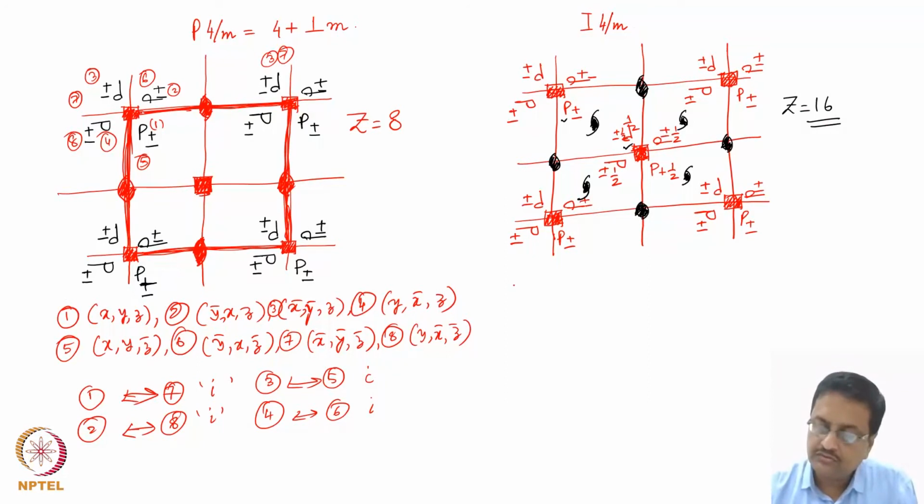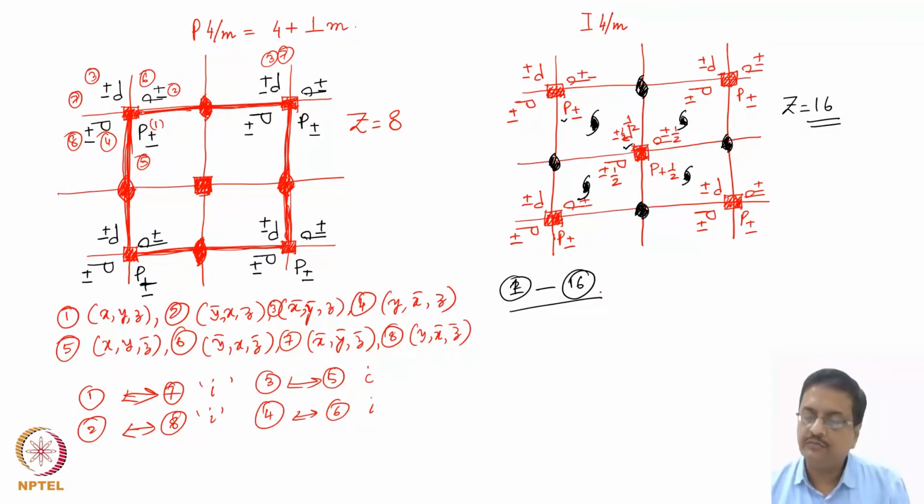So I would like you to write down the equivalent points 1 to 16 and see which ones are related by center of inversion and so on yourself, so that you can learn and understand it better. So we will continue in the next class from this point. Thank you.